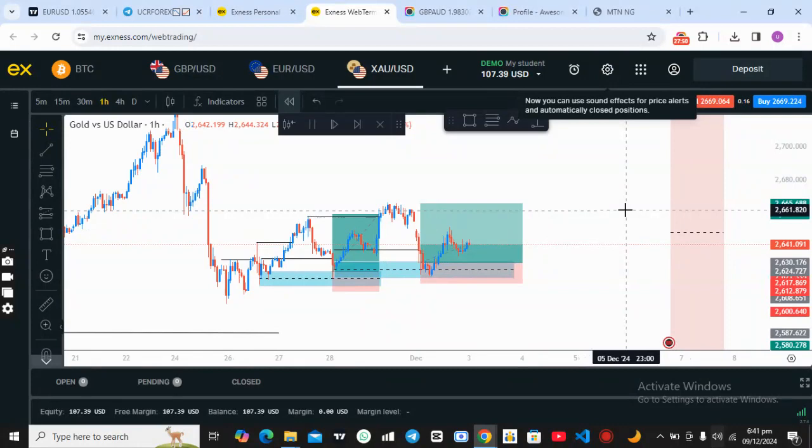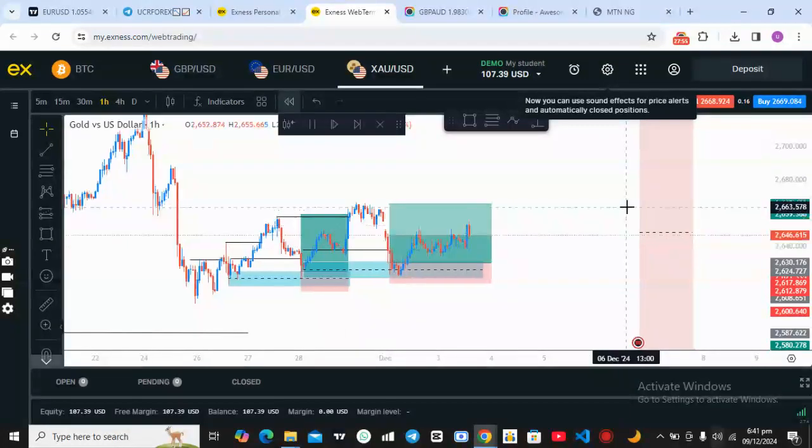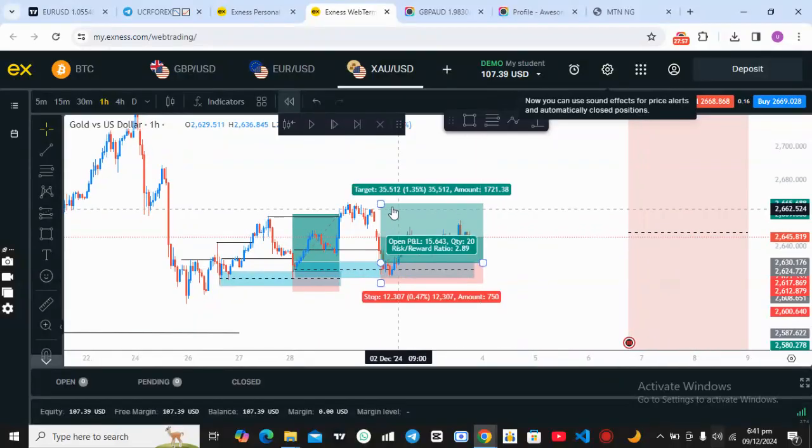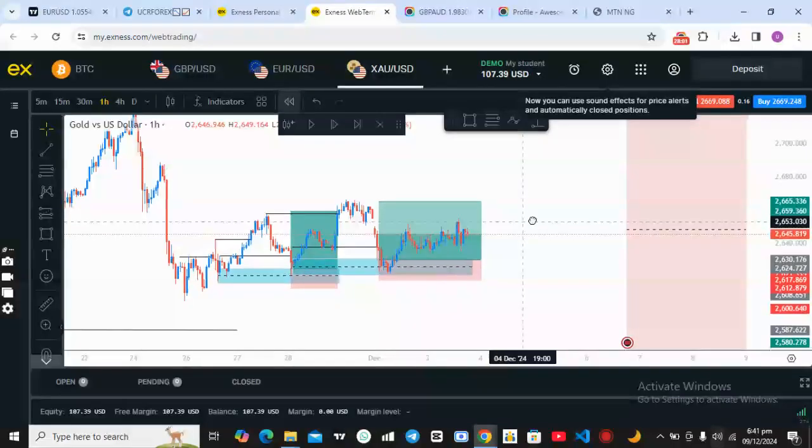Play price forward. After a long period of time, price started buying, price bought, price bought. So we are on profit. We are on very good profit now. You can see we are on very good profit, and we made a very good risk to reward ratio.